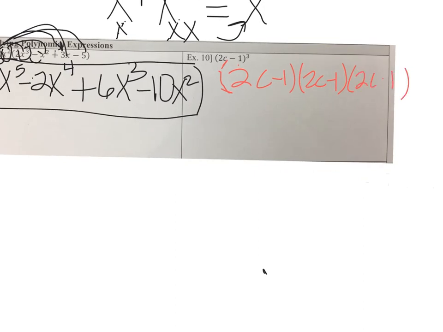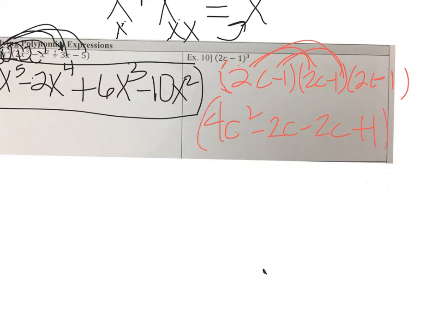All right, so we'll double distribute for the first one, here and here. 2 times 2 is 4. c times c is c squared. 2c times negative 1 will give me a negative 2c. And then negative 1 times 2c is another negative 2c. And negative 1 times negative 1 is positive 1. All right, so that's the first one.